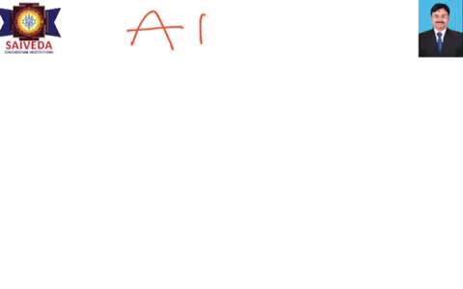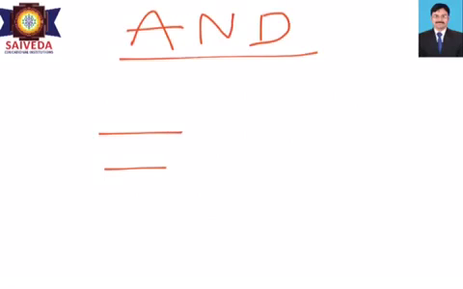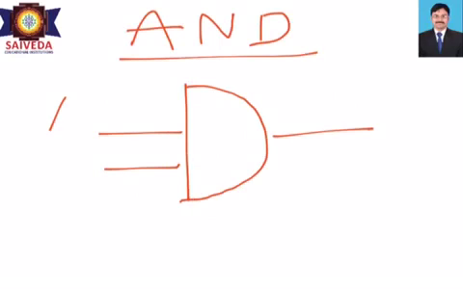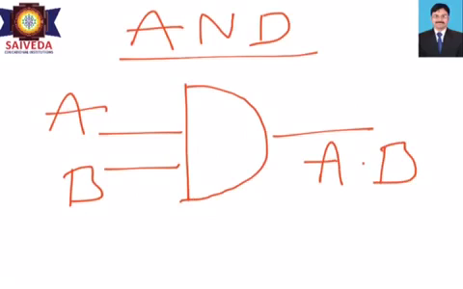Here again for AND gate, let us observe the symbol, which is simply two inputs with one output. The inputs are A, B, and the output is A dot B. We observe here the symbol for AND gate. Pay attention to the symbol. You have to remember each and every symbol and truth table. Already we observed the OR gate symbol and truth table. Now we observe the AND gate symbol.